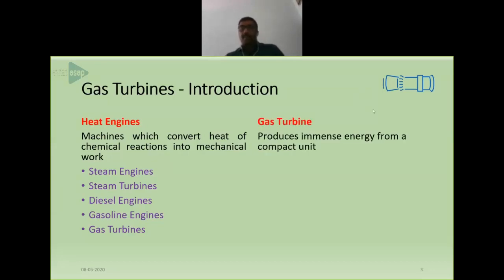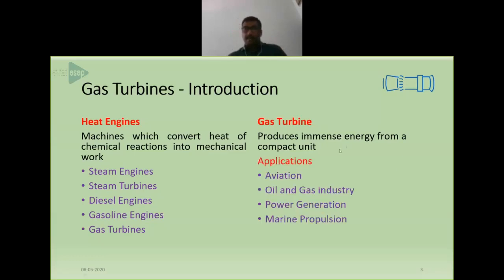Now, what is a gas turbine, or what is the importance of a gas turbine? A gas turbine produces immense energy from a compact unit. That is the most important thing related to a gas turbine. So it finds many applications, especially in the field of aviation, oil and gas industry, power generation, and marine propulsion. We can see many types of gas turbines used in these particular fields. As I mentioned, most of the gas turbines are internal combustion engines.